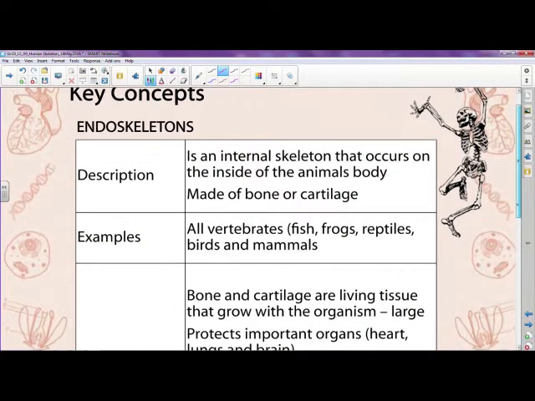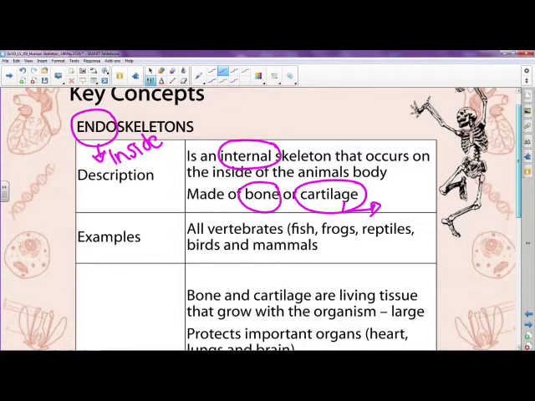Now, which leads us to the last type of skeleton, and as you can see, our skeleton is dancing. It looks happy over there. It is an endoskeleton. Endo means, I'm sure you can gather, on the inside. So the skeletal system is internal, it's found inside the body, and it's usually made up of bone or cartilage. And we have looked at both bone and cartilage. Very often, cartilage is going to be your fish. All vertebrates have endoskeletons: fish, frogs, reptiles, birds, and mammals.